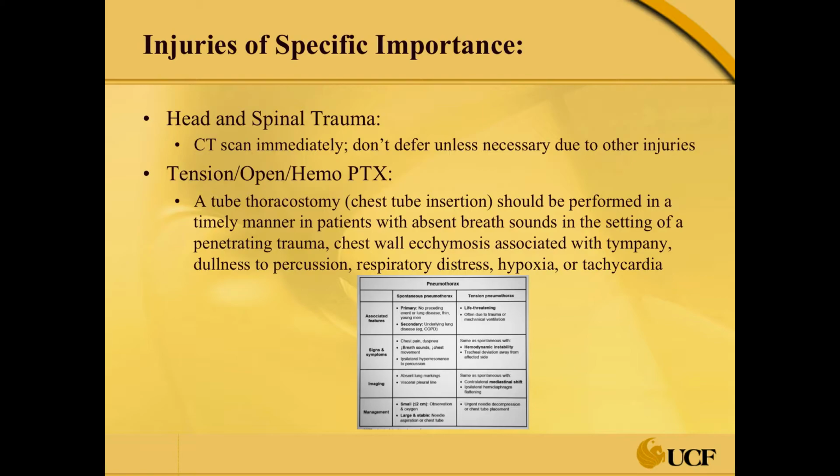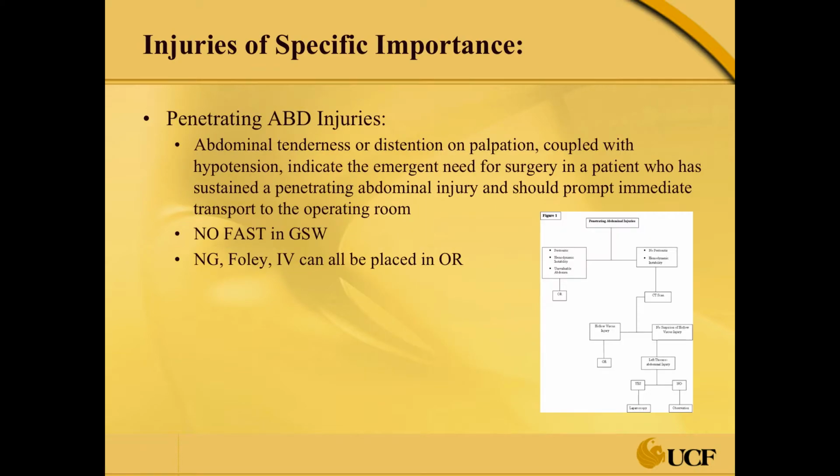Tension, open hemothoraxes or pneumothoraxes. A tube thoracostomy should be performed in a timely manner. If the patient has absent breath sounds, penetrating trauma, chest wall ecchymosis associated with tympany, dullness to percussion, respiratory distress, hypoxia, or tachycardia, they are going to need that chest tube.